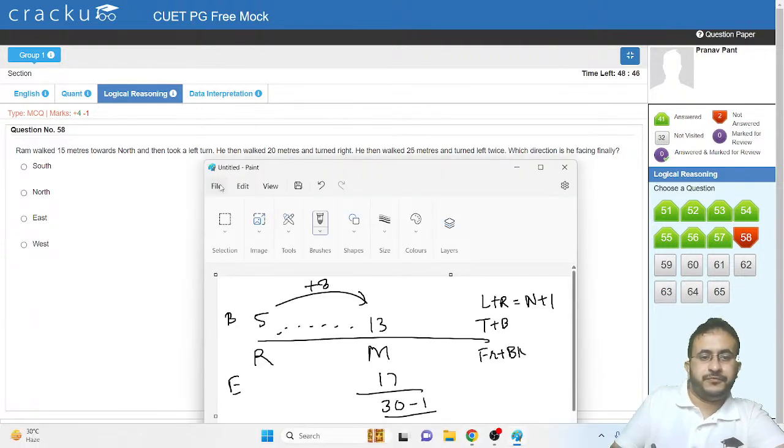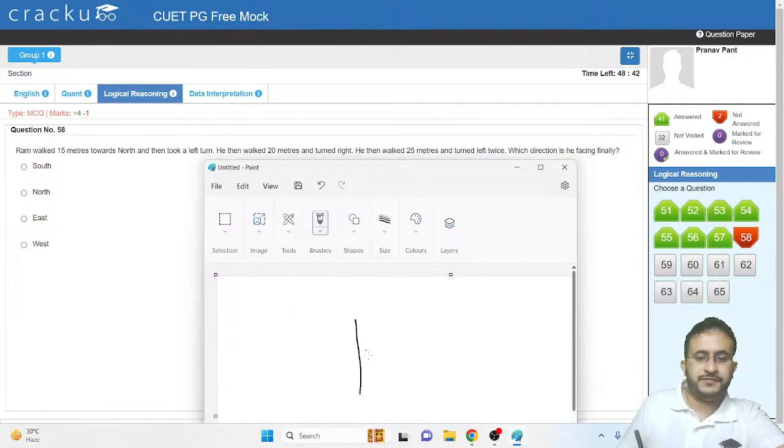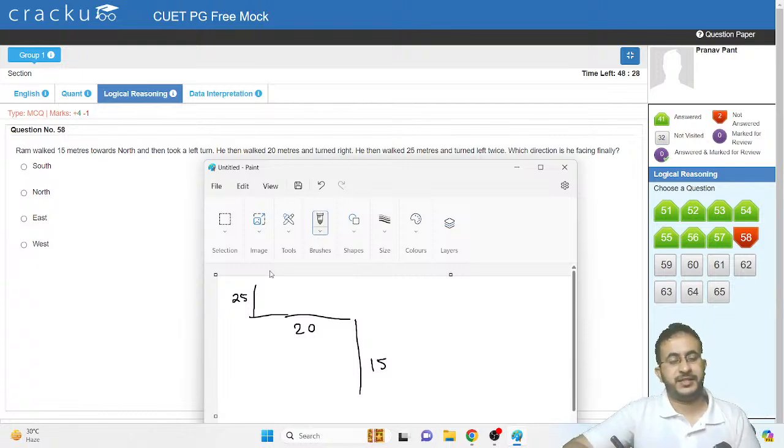Ram walked 15 meters towards north and took a left turn. So he went 15 meters, took a left turn. Okay. He walked 20 meters and turned right. He then walked 25 meters and turned left twice, right? Now see this, we are not given the... that's the mistake that people do, right?